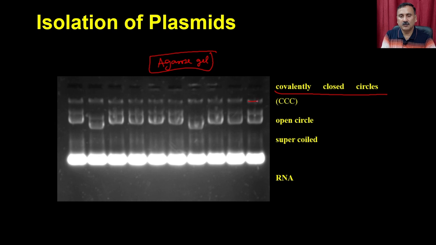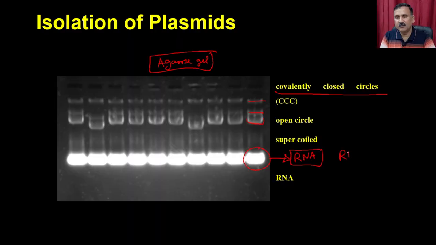So you're going to see the closed circular DNA, the open circular DNA, and also the supercoiled DNA. And what you see here is actually the RNA that is also present, because when we did this experiment we had not removed the RNA. Otherwise, you can treat this whole reaction with RNase, and that is going to remove the RNA from the reactions.